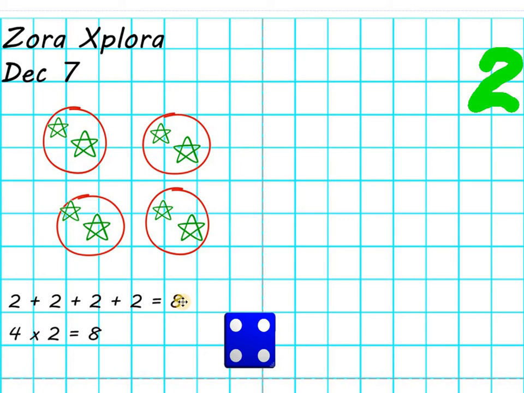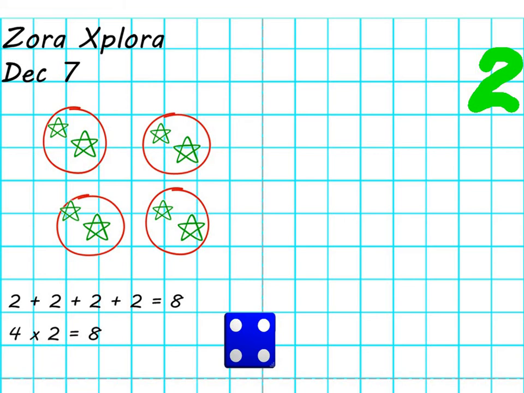I want you to hear something really important right now. You can see that I have 4 groups. Here's the first group. There's the second group. There's the third group. And there's the fourth group. And inside each group, there are 2 stars.